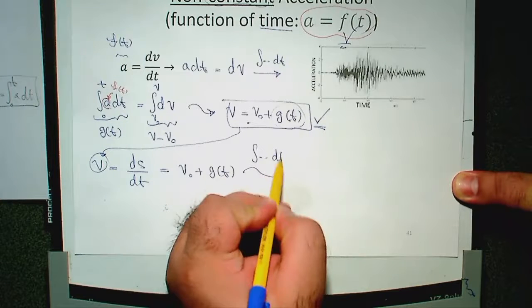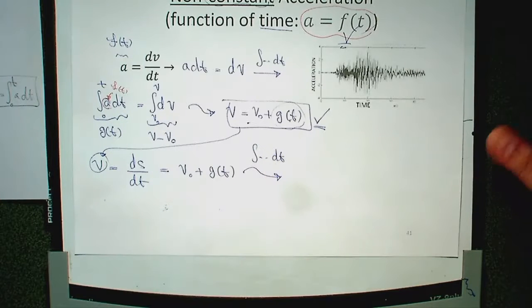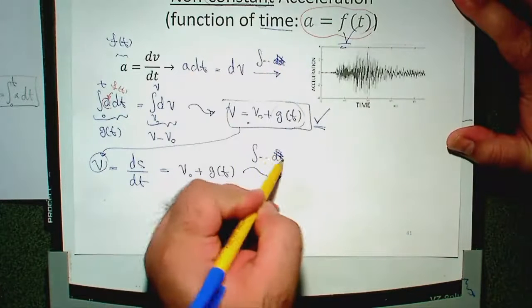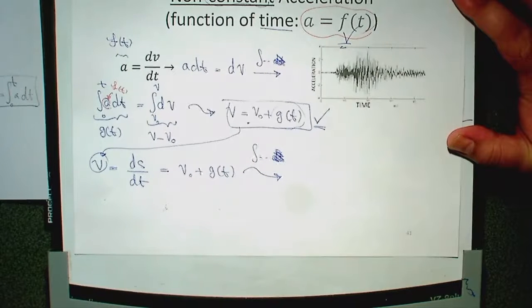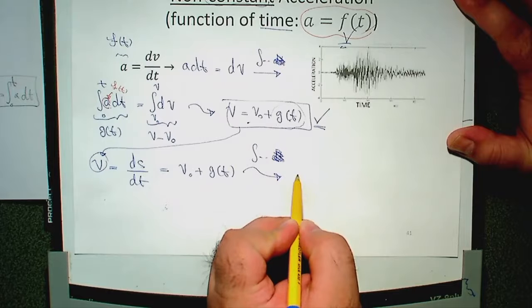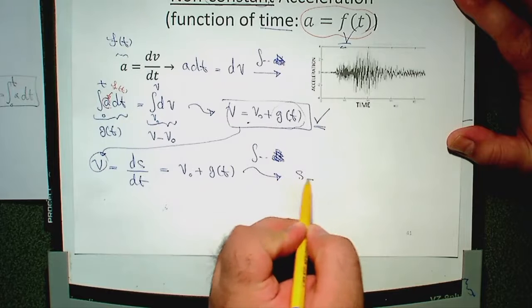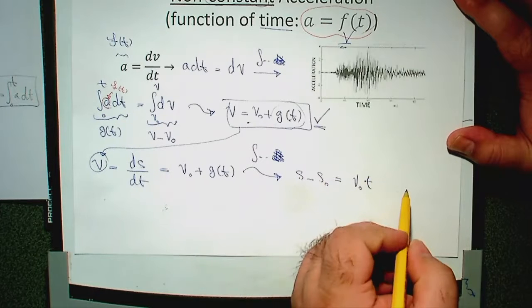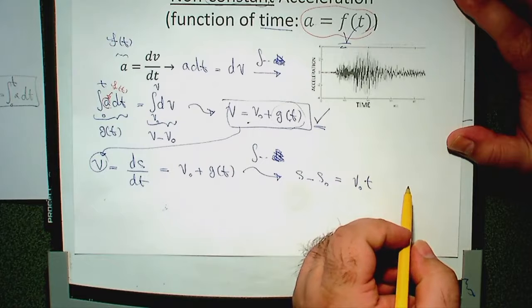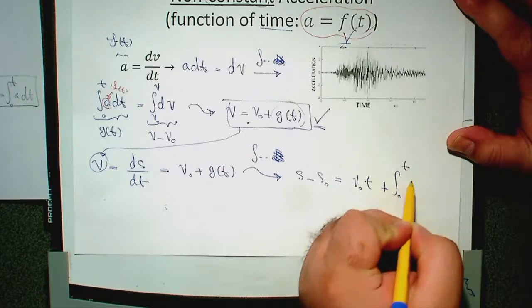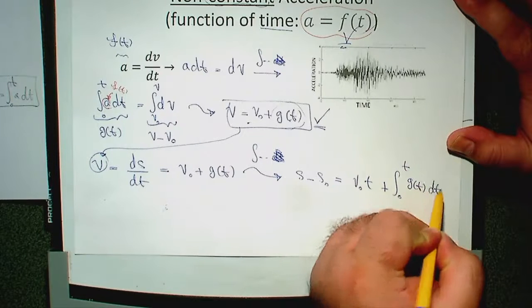Integrating both sides with respect to time. No, sorry, this is not general integration. This side gives you S minus S naught, V naught T, plus GT DT.